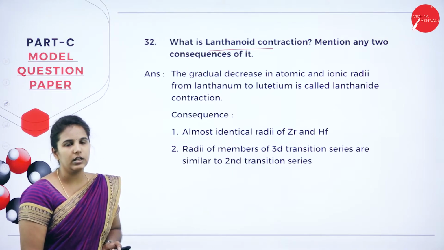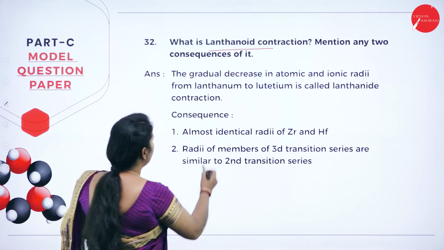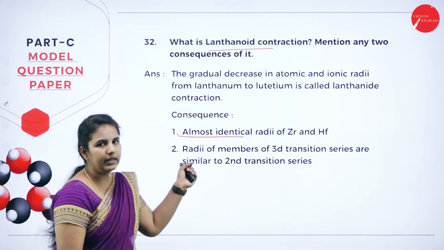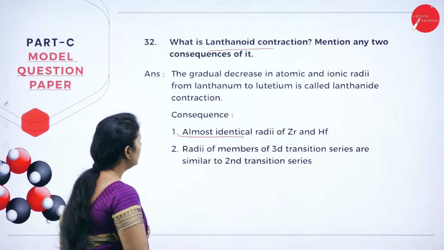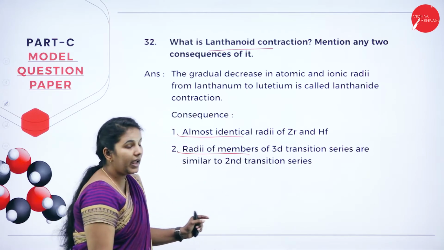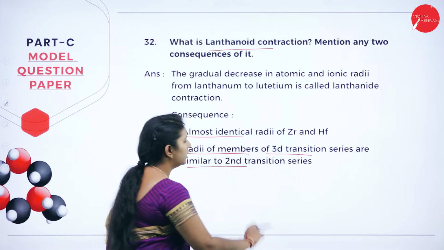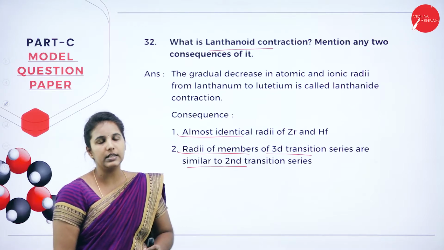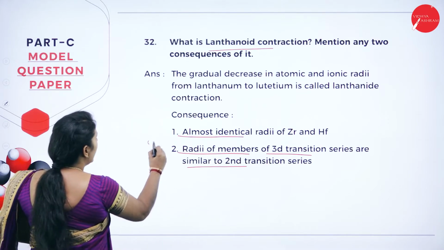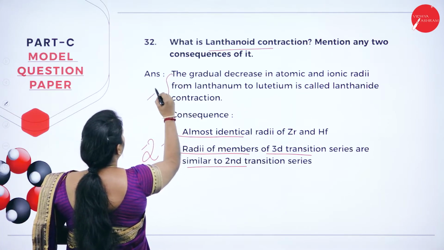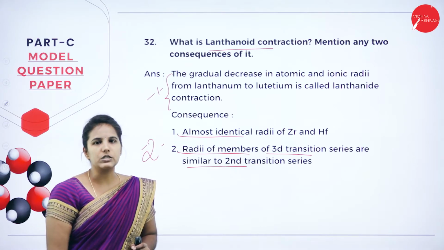Lanthanide contraction. And coming to the consequences, we know that zirconium and hafnium have almost identical radii, and also the radii of the members of the 3d transition series are similar to the 2d transition series. So, any 2 proper consequences you write, you will get 2 marks, and writing the proper statement, you will get 1 mark. Okay, this question will carry 3 marks. Hope you all understood this question.